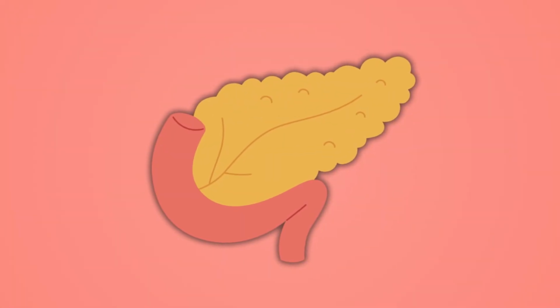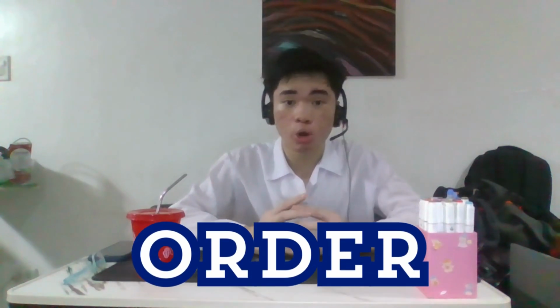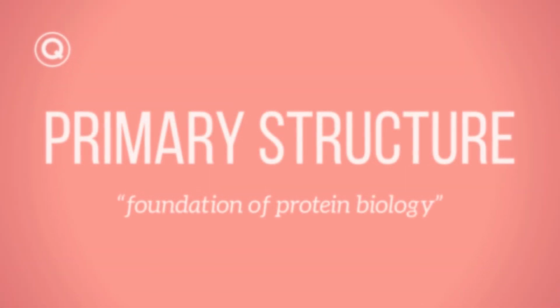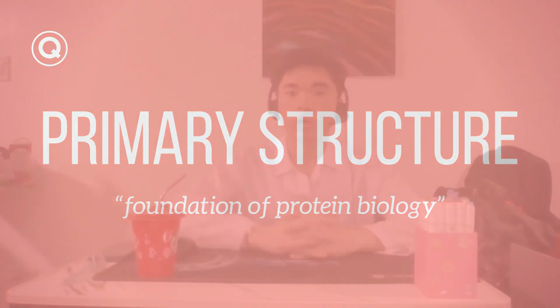What does a sentence, a Lego tower, and your pancreas have in common? Well, they all depend on one thing: order. And in biology, that idea of order is absolutely critical, especially when it comes to proteins. From enzymes that digest to hormones like insulin, the function of a protein depends on the exact order of its building blocks. That order is called the primary structure and is the foundation of how proteins work.